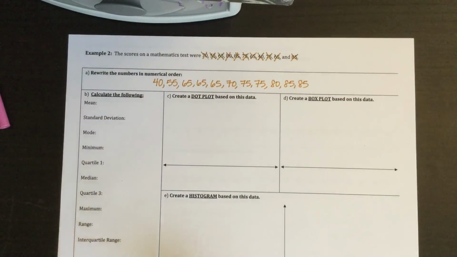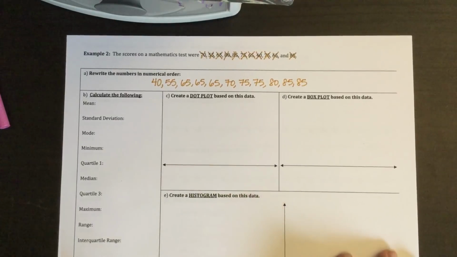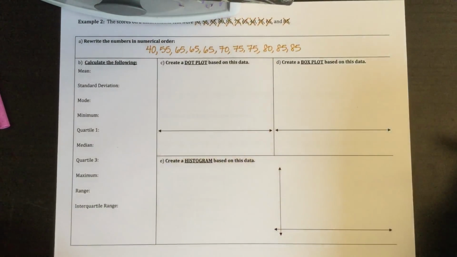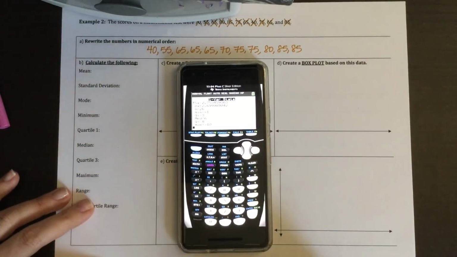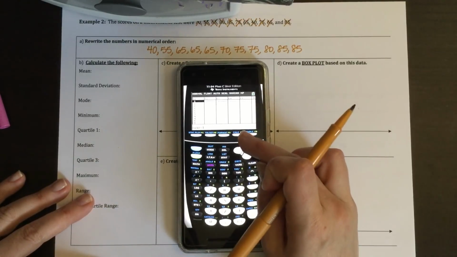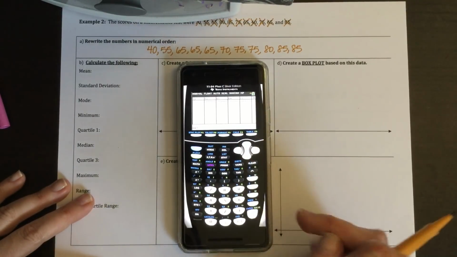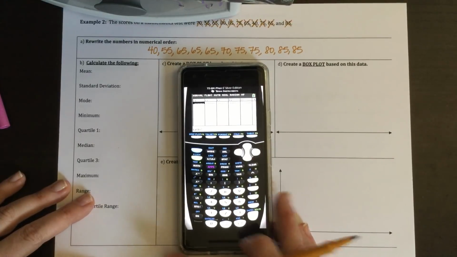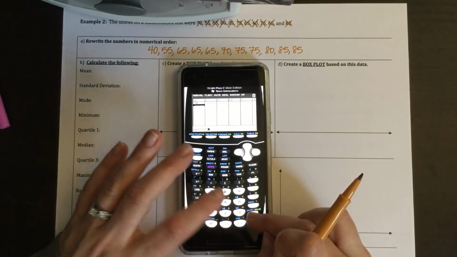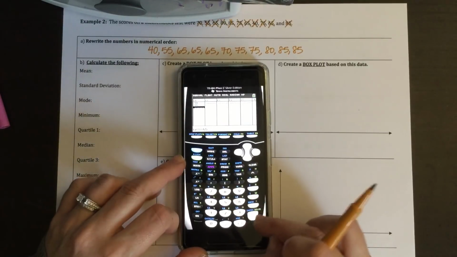Okay. All right. Now, the next thing we have to do is calculate the following things, so we're going to need our calculators again. Go back into Stat, Edit. Remember to clear it out: go up to List 1, press Clear and Enter. And let's go ahead and type in our data. Go ahead and pause if you need to go a little bit slower.